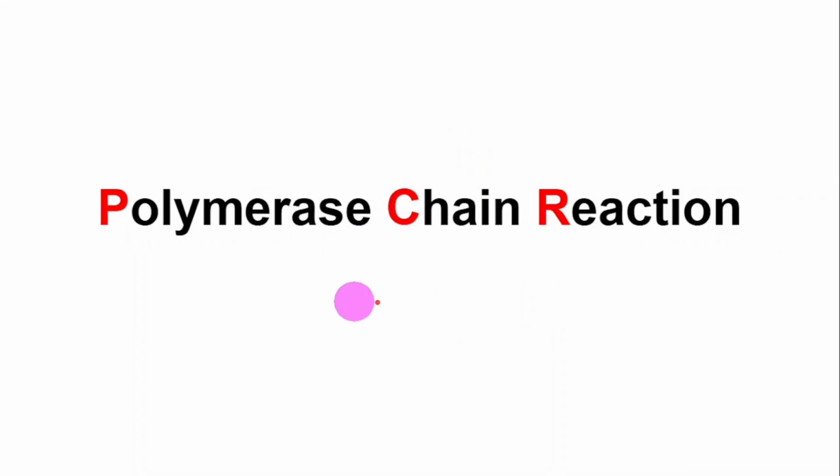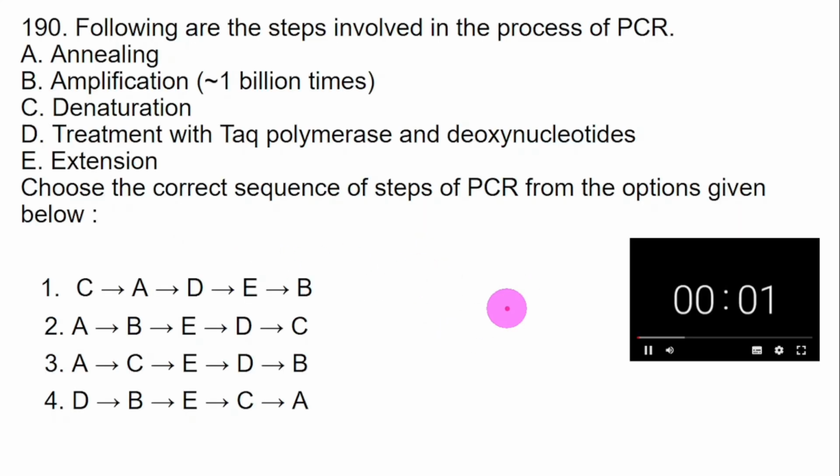Welcome, NEET aspirants. This question is from the chapter Biotechnology: Principles and Processes, and the question is on PCR. Following are the steps involved in the process of PCR. What you have to do is choose the correct sequence of steps of PCR from the options given below. So the first step is denaturation, which is C.